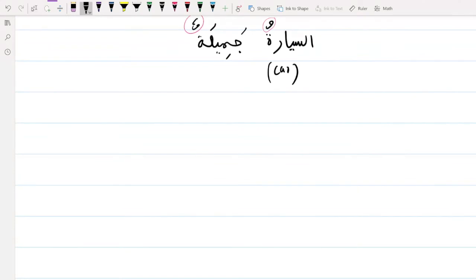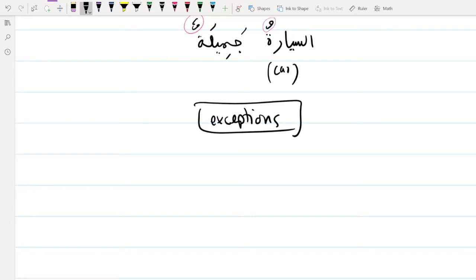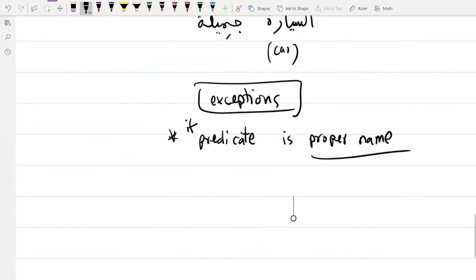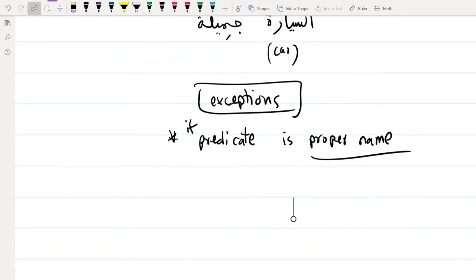Here are some exceptions. One of them is if you have a predicate. I'm not giving you a proper explanation, which would be a very big discussion, right? So I'll give you the exception that you'll be seeing, and you have to understand that. If the predicate is a proper name, okay? So what does it mean? If the predicate is a proper name, is it definite or indefinite? A proper name is definite. So in this situation, the predicate can be definite.